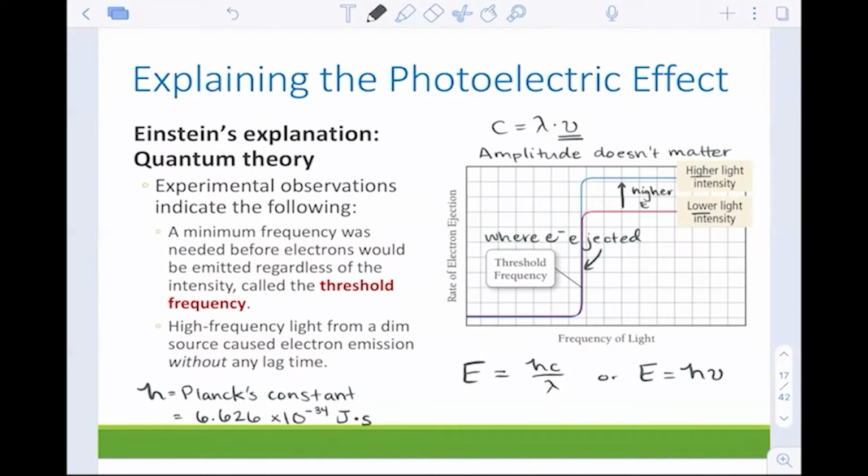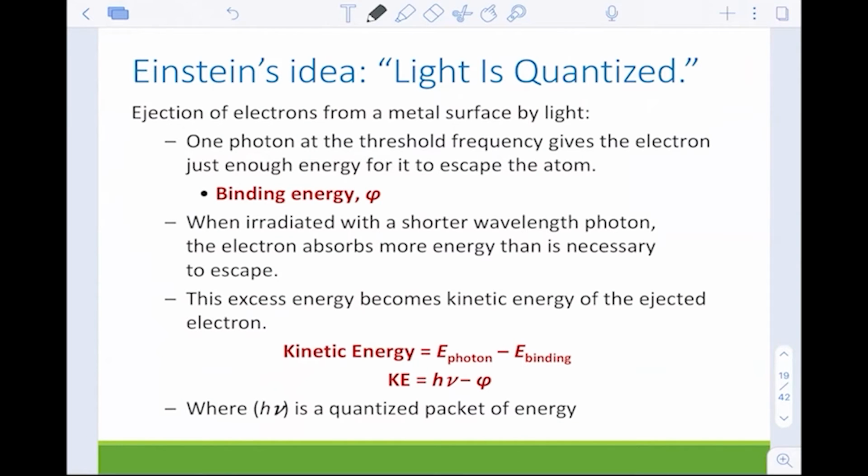What that did for us is it introduced the idea that light is quantized. Light has a particle nature, and so therefore electrons have a wave-particle duality just like light. The ejection of the electrons from the metal surface by the light was proof for Einstein that there was some sort of a binding energy. An electron wants to stay with the atom, but it has a price. For the right price, that electron will leave: just the right amount of energy for it to escape from the atom itself.